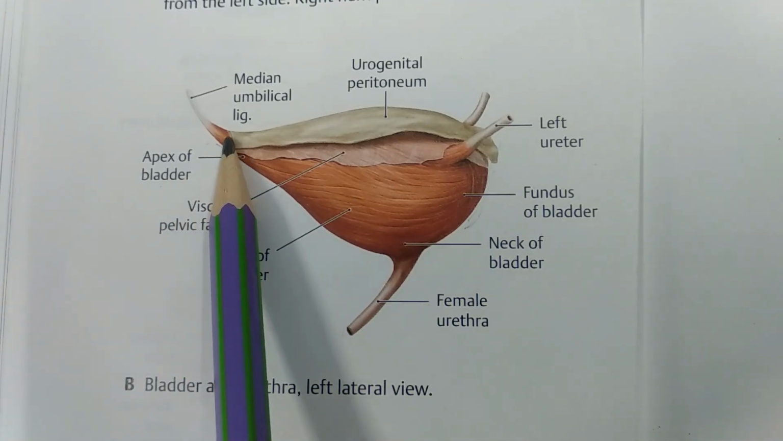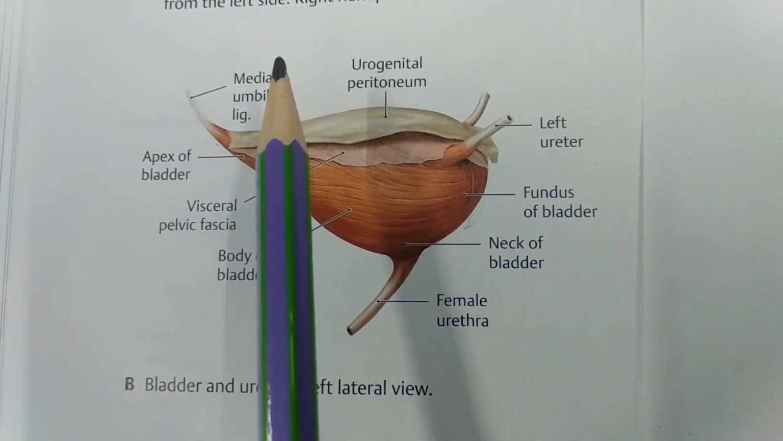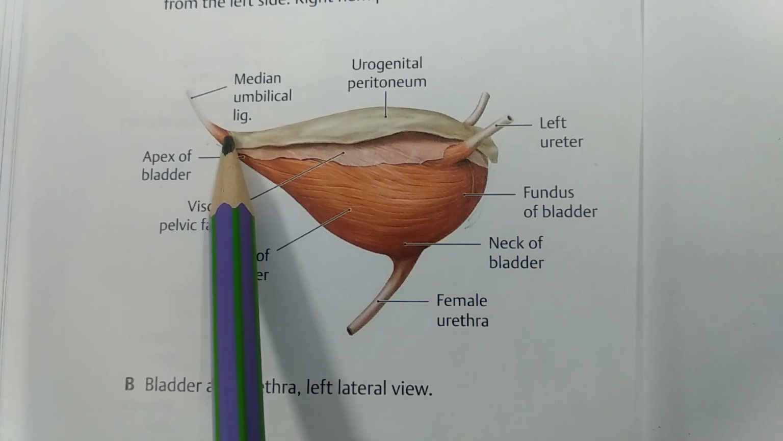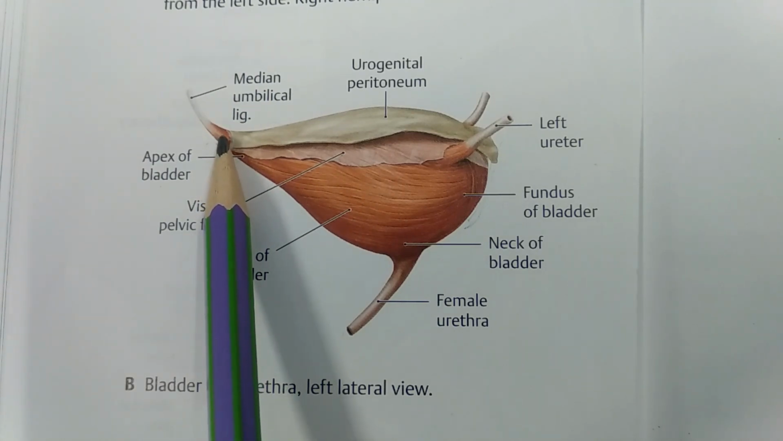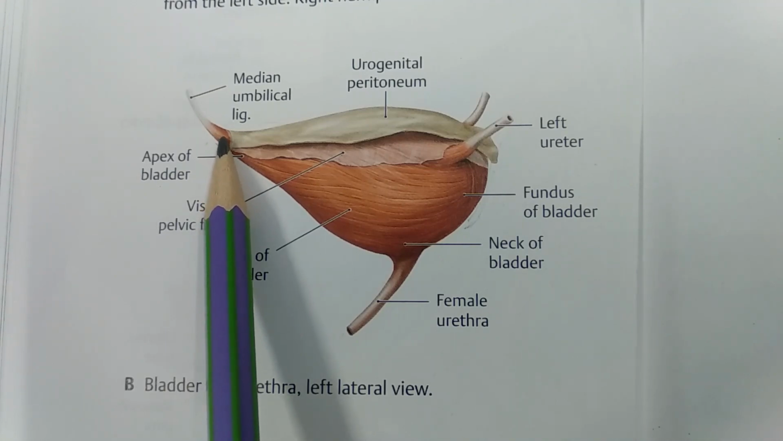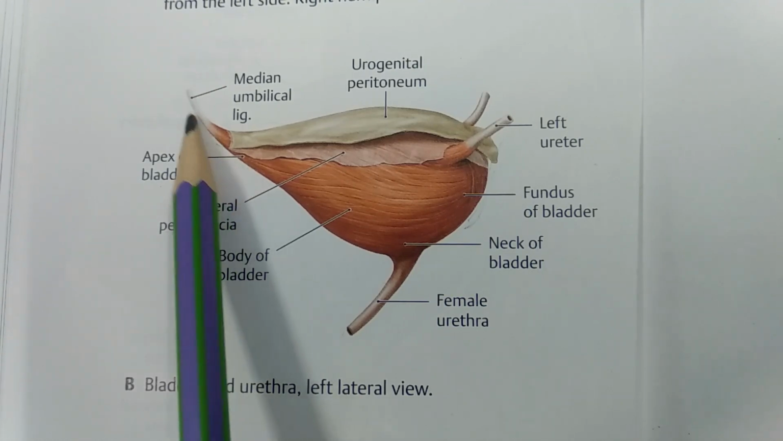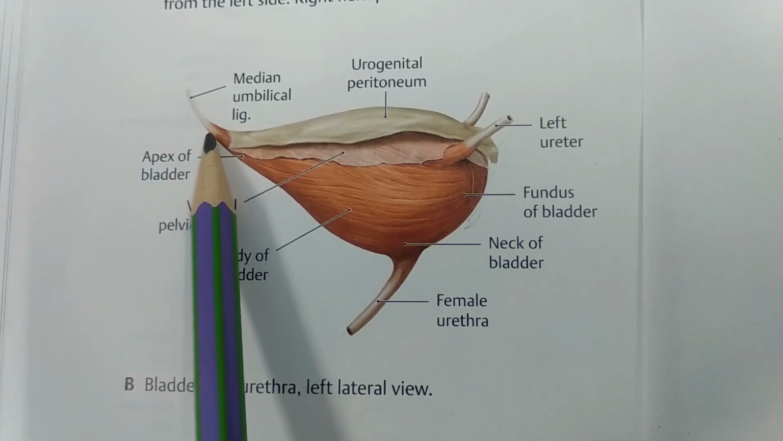The apex of the bladder points anteriorly and lies just behind the upper margin of the pubic symphysis, as you have seen in the previous picture. It is connected to the umbilicus by the median umbilical ligament. Do you remember that? That is the remnant of the urachus. So this apex is connected with the umbilicus by the median umbilical ligament.